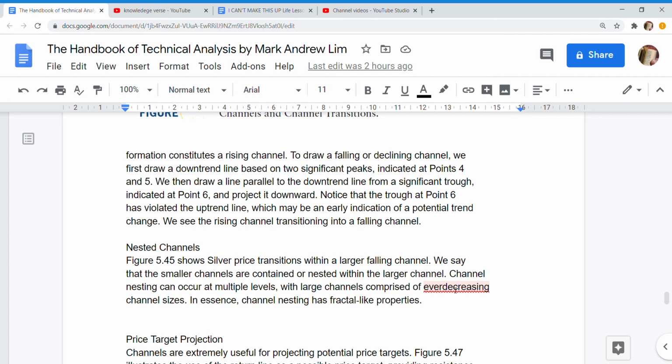Nested channels. Figure 5.45 shows silver price transitions within a larger falling channel.